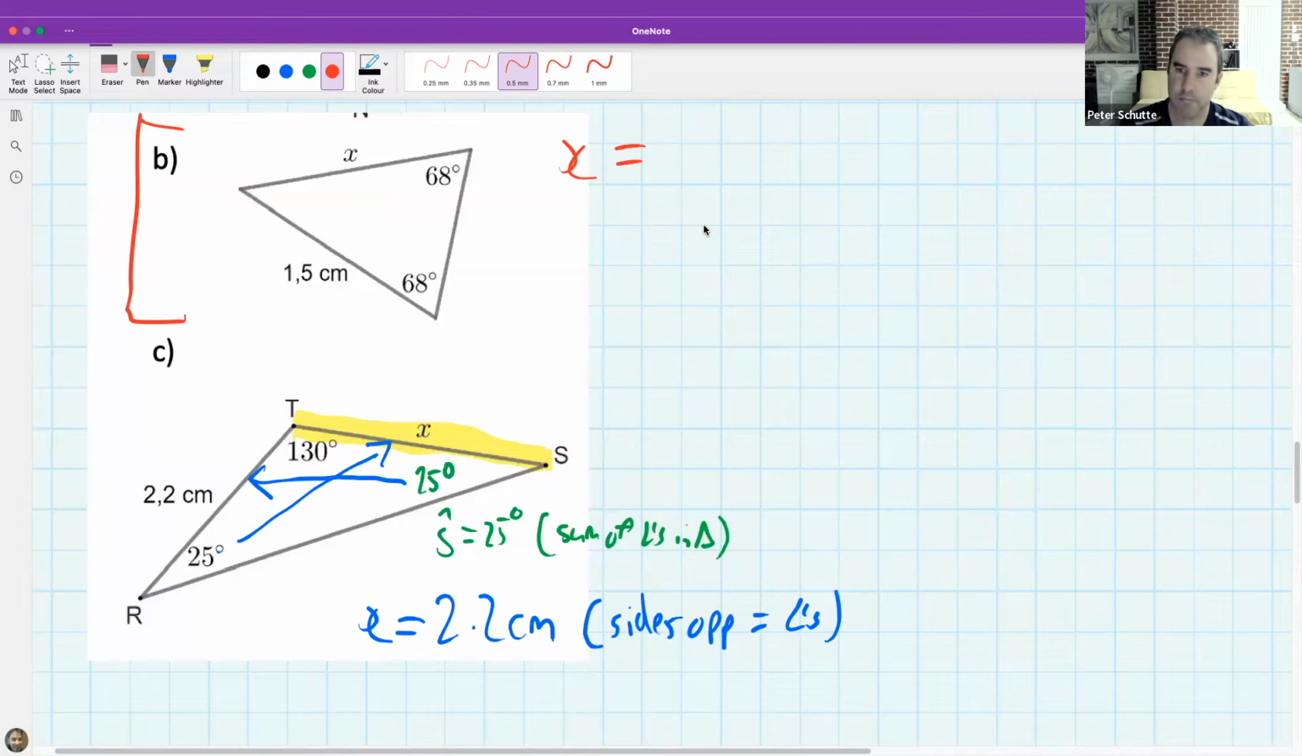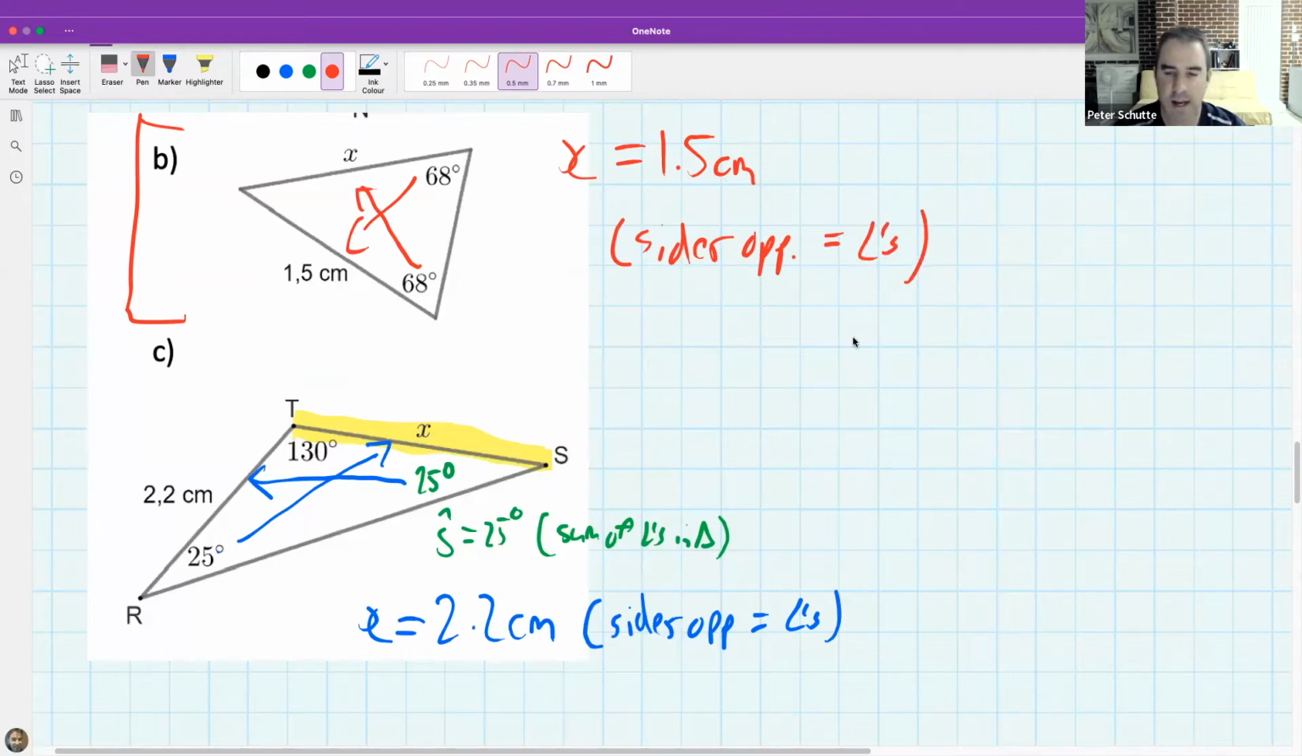Okay, it has to be exactly 1.5. So the 68 is opposite 1.5, and there's another 68 here, which means that this x is going to be 1.5 centimeters. And the reason is sides opposite equal angles. So in your toolkit now, you have a way of working out sides and you have a way of working out angles when you've got isosceles triangles. And that's the name for the triangle that has two equal sides.